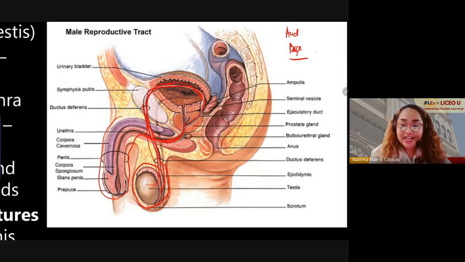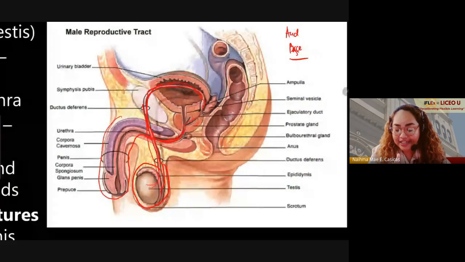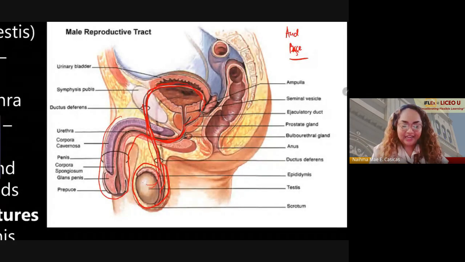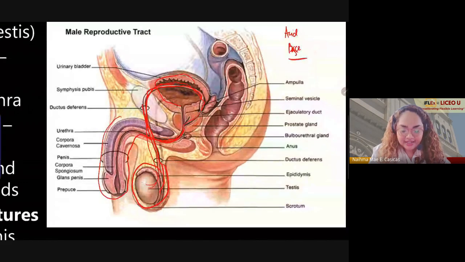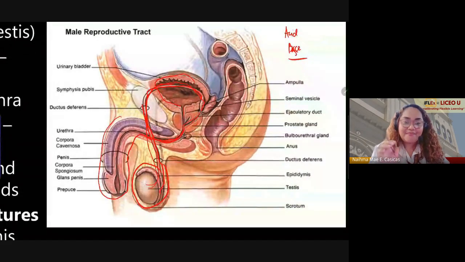Now, as you notice, there's only one urethra. There's only one passage for both the urine and the semen. Okay. Because look at the tube. It's connected to the bladder, where your urine is stored, and also connected to the seminal vesicle. So that is your male reproductive part.